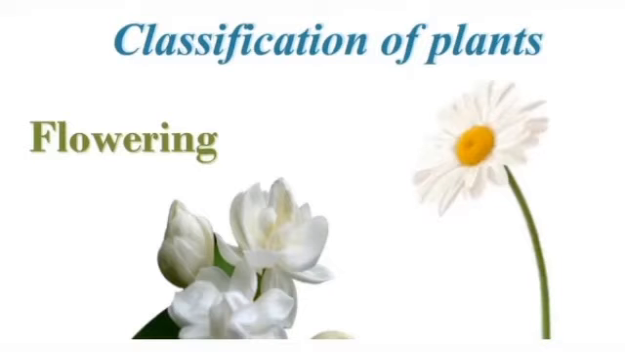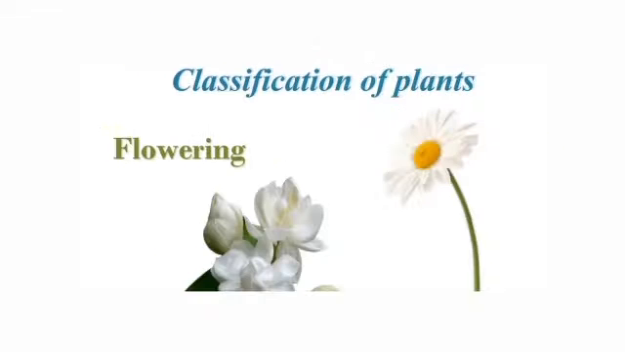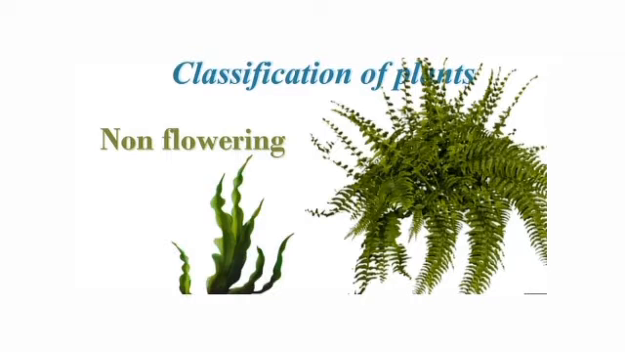Flowering plants and non-flowering plants. Plants that bear flowers are called flowering plants, while the plants that never bear flowers are called non-flowering plants. Non-flowering plants may not have organs like roots, stems and leaves.